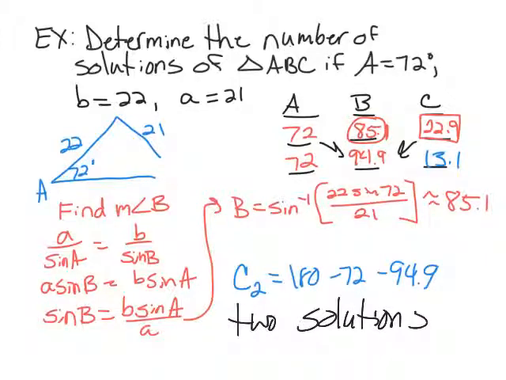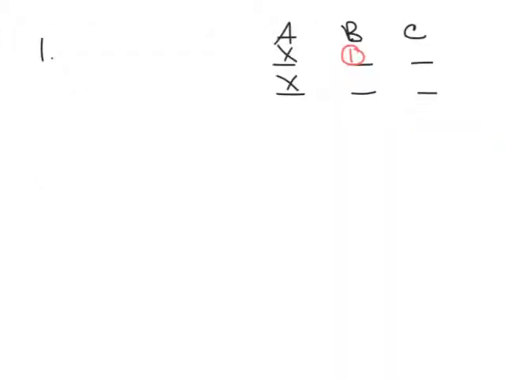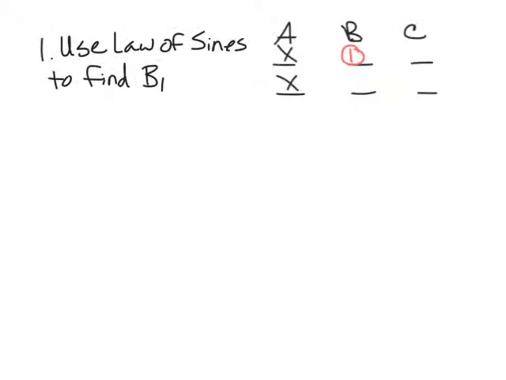Okay, so we're going to finish this lesson by just writing down these steps again. I walked through an example, but now I just want to write down step by step what you need to do. Alright, so I'm going to walk you through the steps for the ambiguous case. The first step is to use the law of sines to find the first B angle. So I wrote that down like this: use the law of sines to find B1. That's the first B angle.